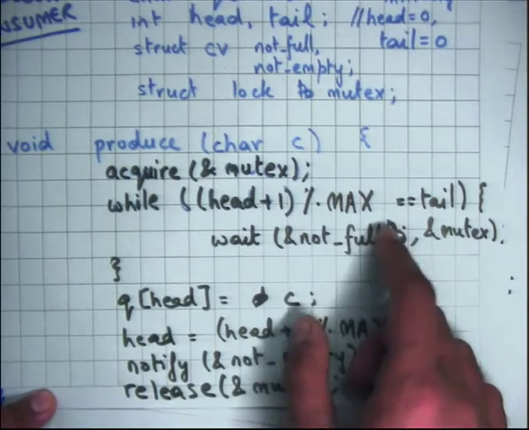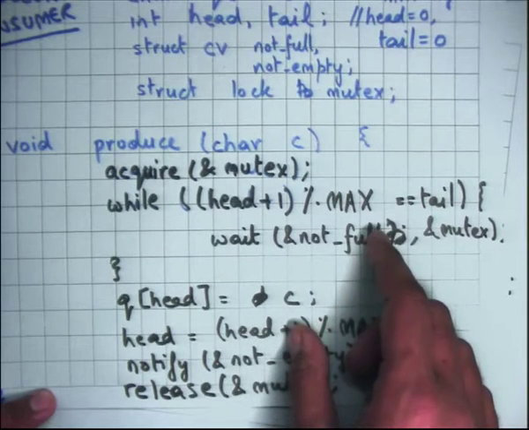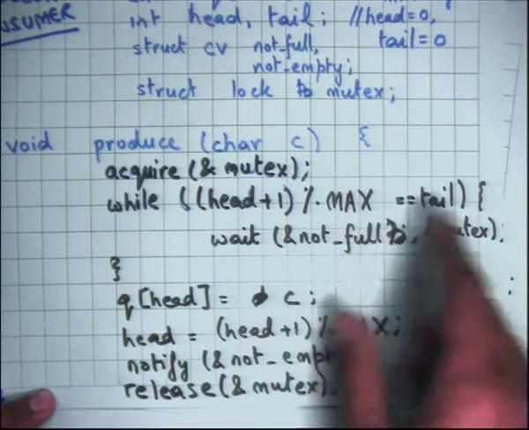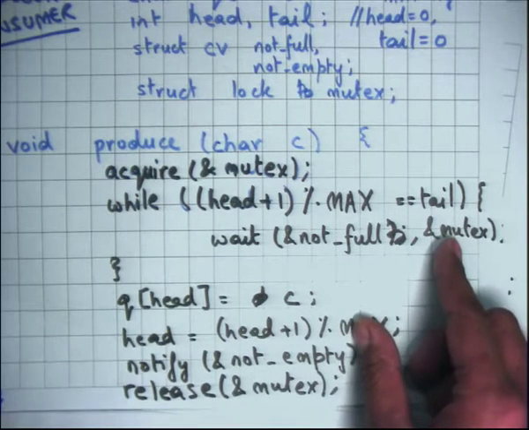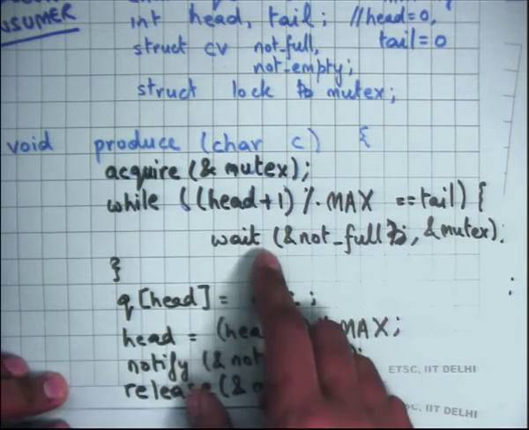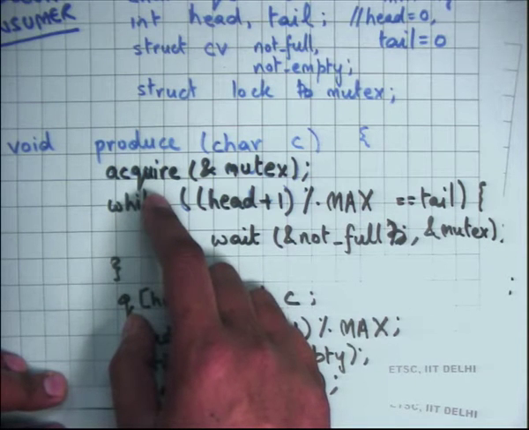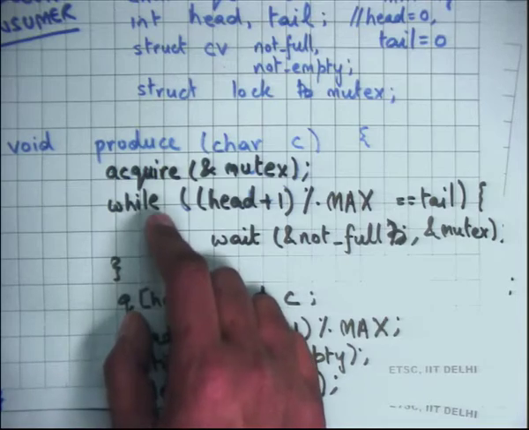Now if it gets woken up by somebody, so somebody calls notify on not full, what will happen? The next thing it will try to do is reacquire the mutex, and if it is able to reacquire the mutex, it will come out of the wait. In this code, the first thing you will do is check the condition again, right? Why do I need to check the condition again? Let's hold that discussion for a moment.